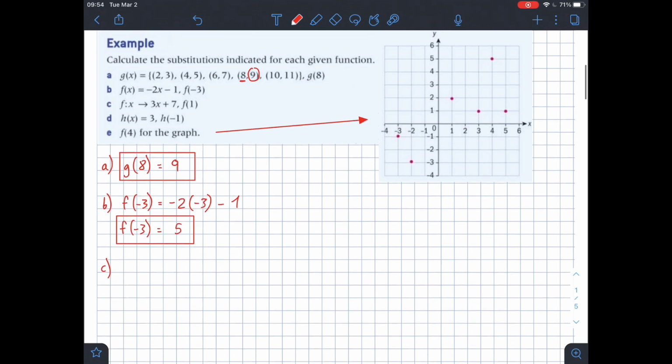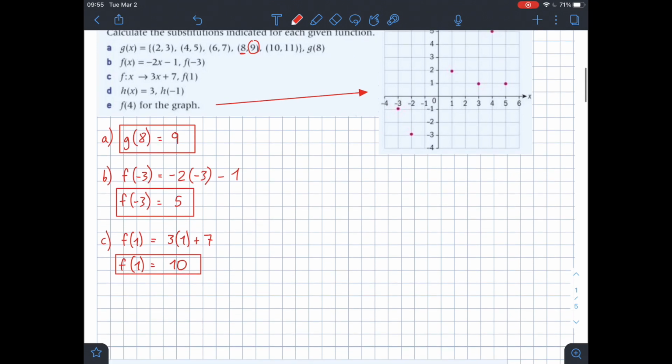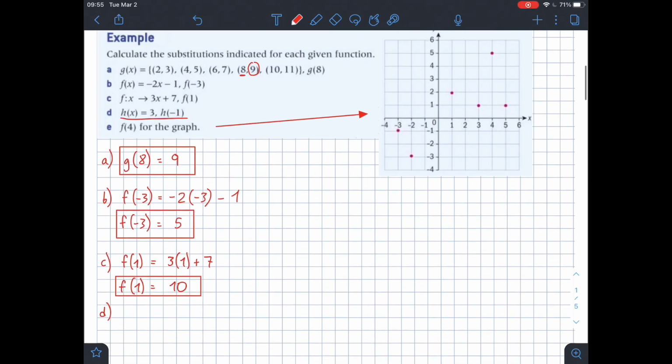Then for part C, we have f of x equals 3x plus 7. Find f of 1. So same thing here, but now we have a different notation, but it's basically the same thing. If we want to find f of 1, we just replace the value of x with 1, and we get 3 times 1 plus 7. And 3 times 1 plus 7 is equal to 10. So that's f of 1. It's equal to 10.